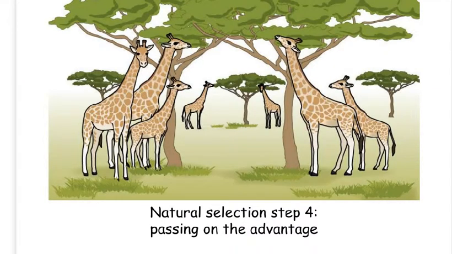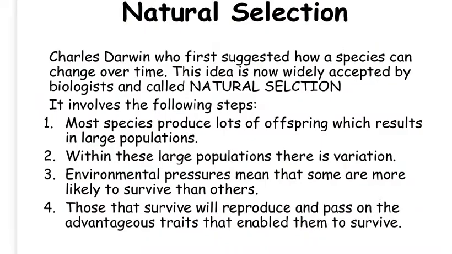Those that survive will reproduce and pass on the genes for this trait, such as giraffes with long necks. Over many generations, the number of giraffes with long necks increases. This results in a giraffe species with longer necks.